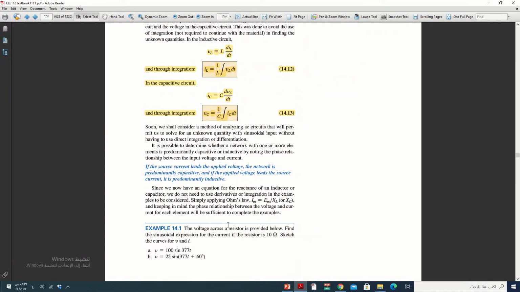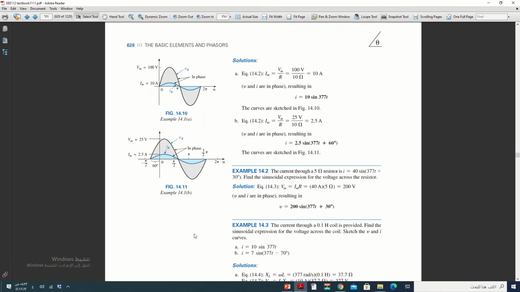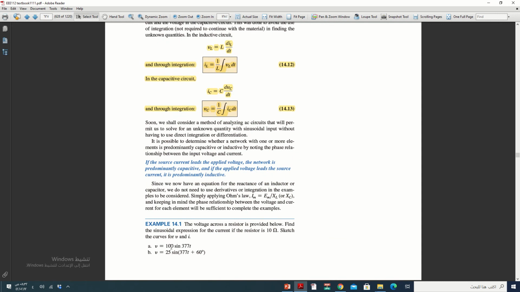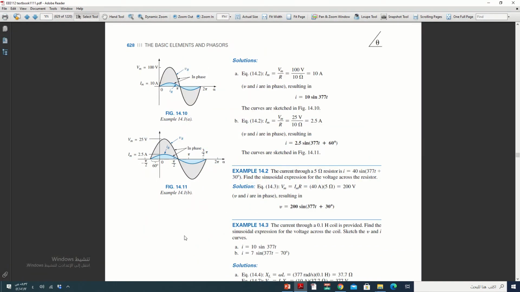Let's see some examples. The voltage across a resistor is provided below. Find the sinusoidal expression for the current if the resistor is 10 ohm. Sketch the curve for V and I. We have the voltage and we need to find the current. V equals 100 sine 377 t. 377 is the omega.